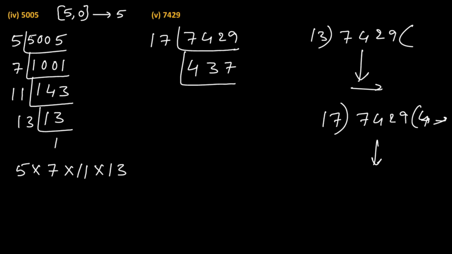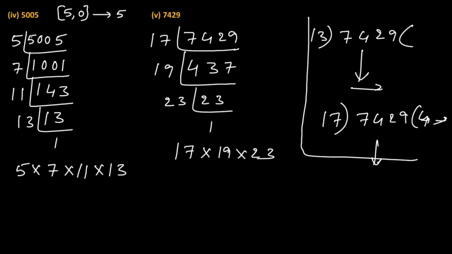Next, 437 is not going in the 17 table. So check in the 19 table. What is the next prime number? That is the 19 table, right? So 19 table. 19, 23. So 23 itself is a prime number. So 23 ones are 23. So we can write it as 17 into 19 into 23. Don't write this part. It is not required. Our next problem.